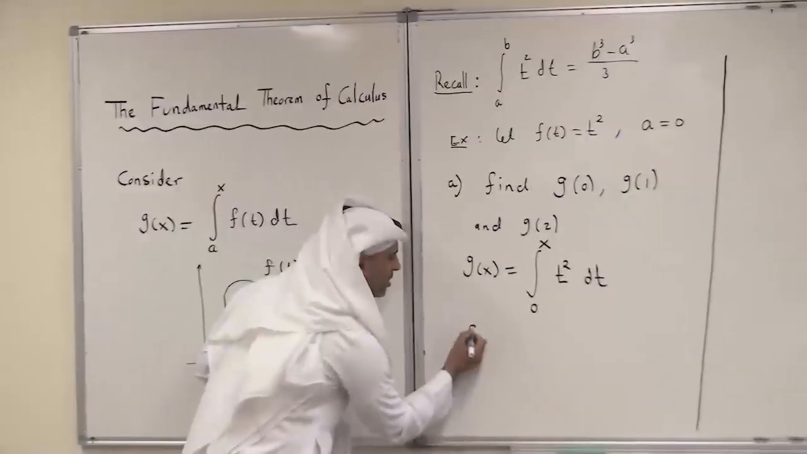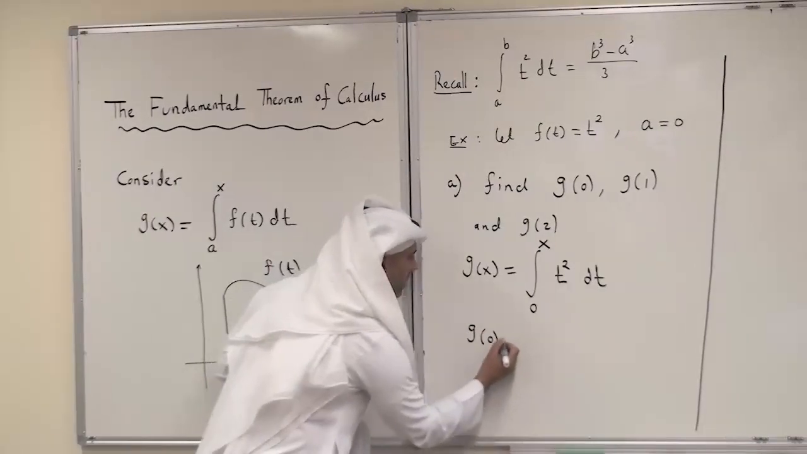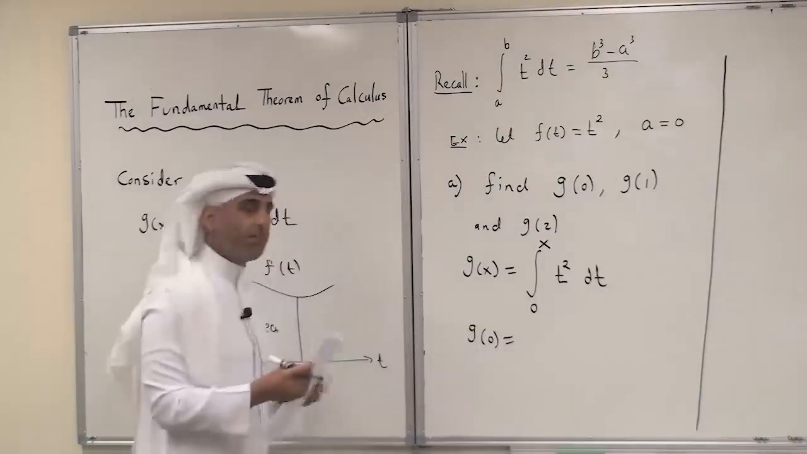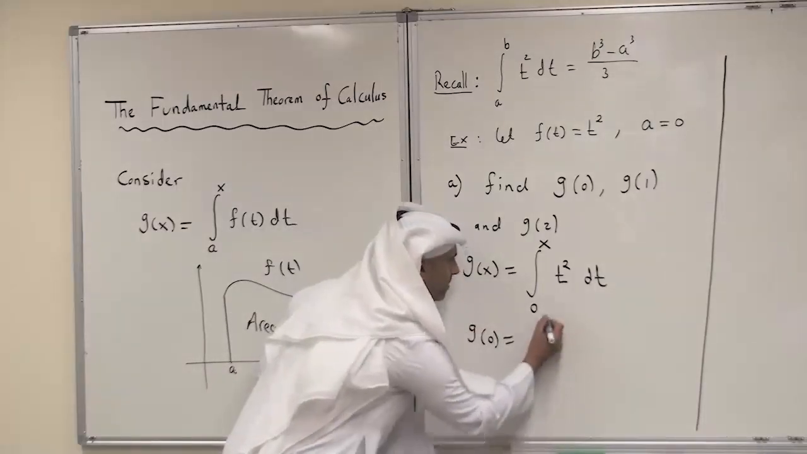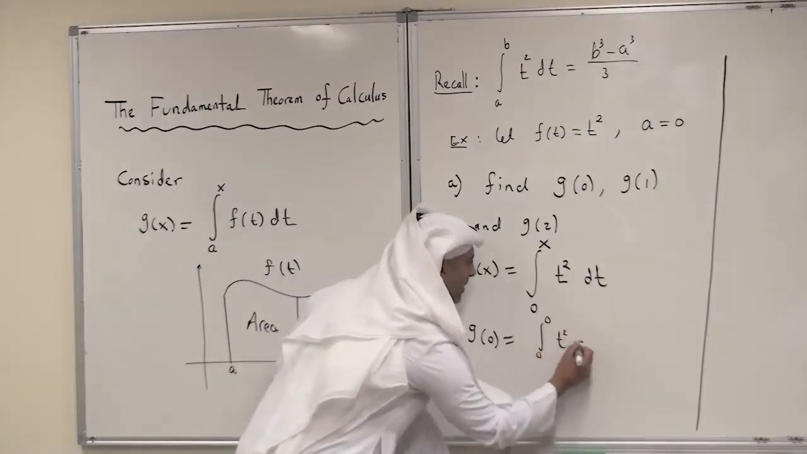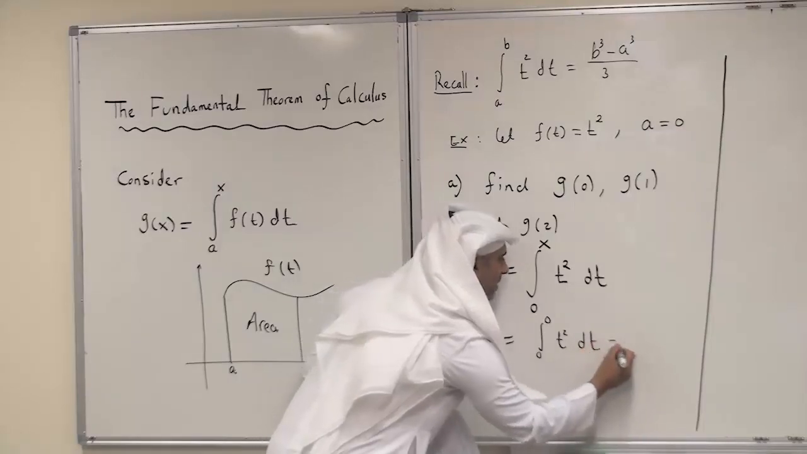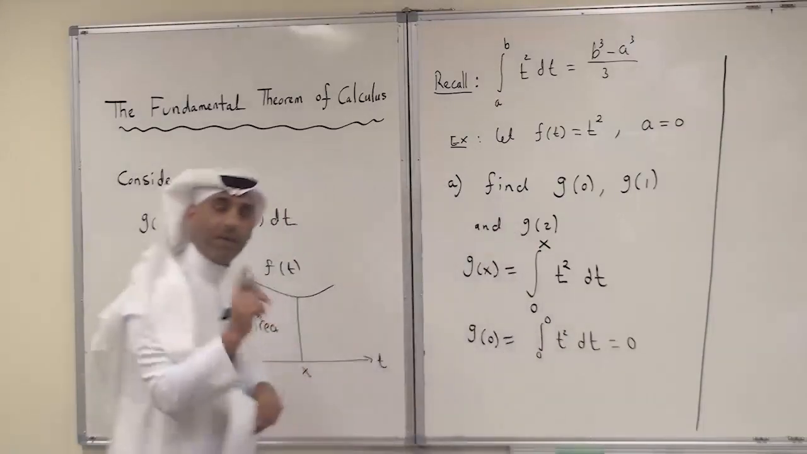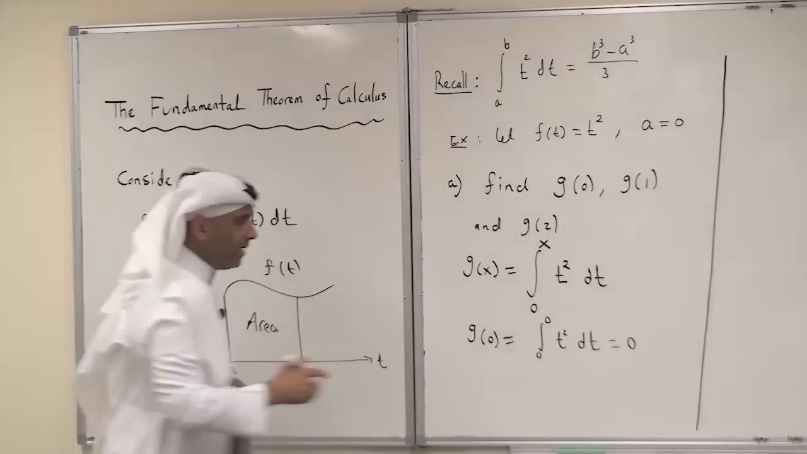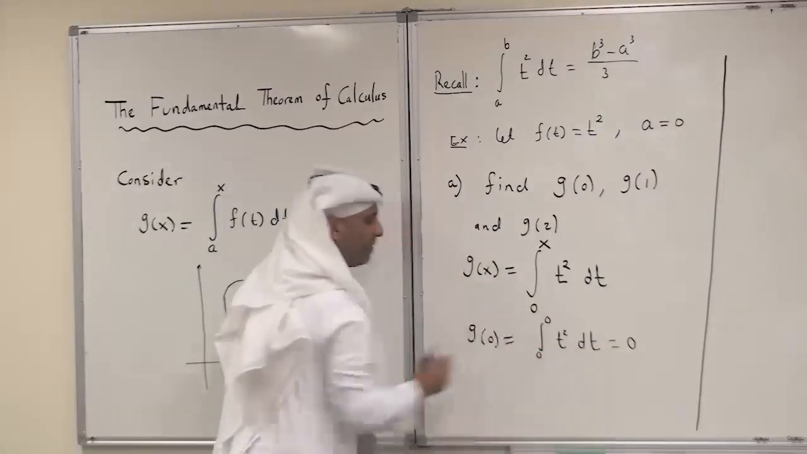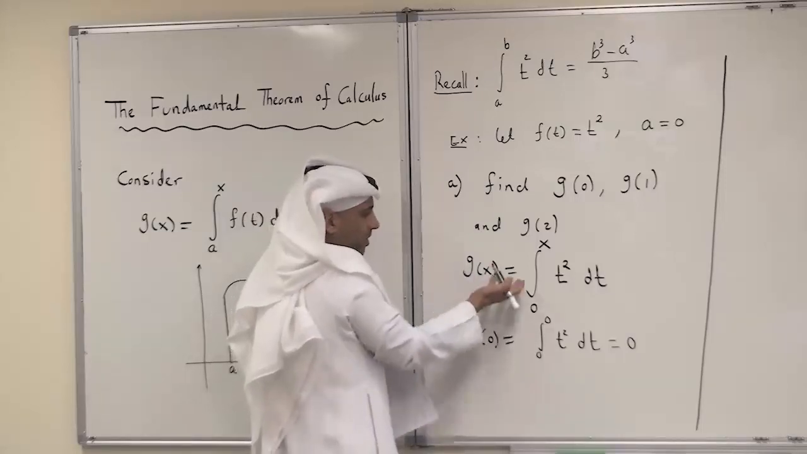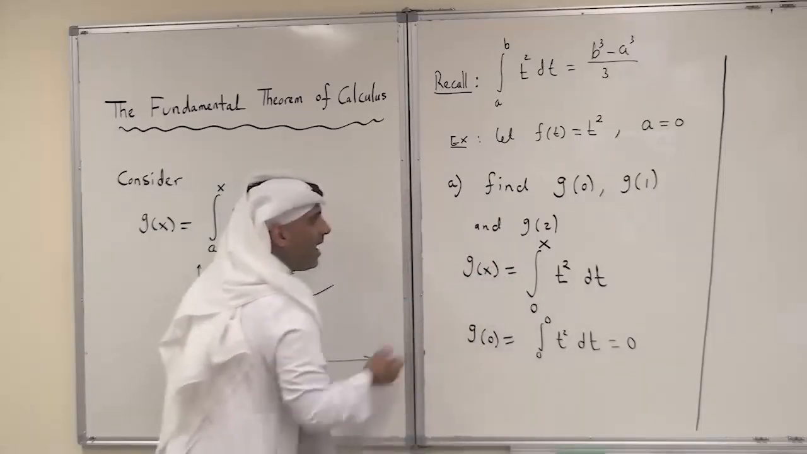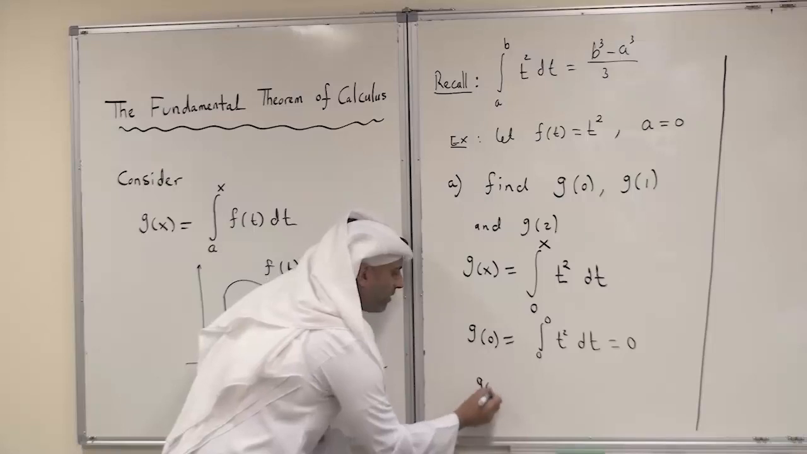So what does g of 0 mean? You just need to replace x by 0, so you end up with the integral from 0 to 0 of t squared dt. Clearly, this is equal to 0 by the properties of integrals we did. If you integrate from 0 to 0, that will give you 0. So that is the evaluation of the new function we defined, g of x, at 0. What is g of 1, for example, here?